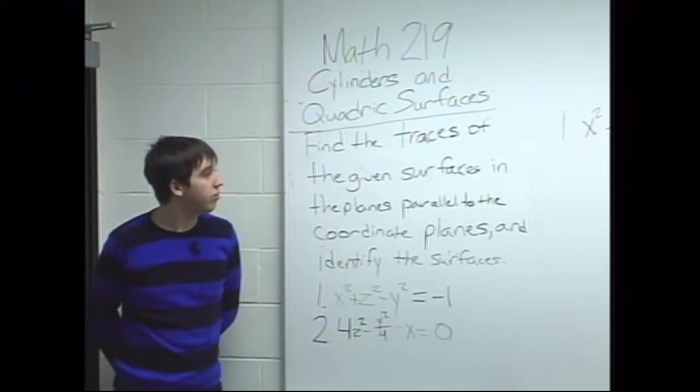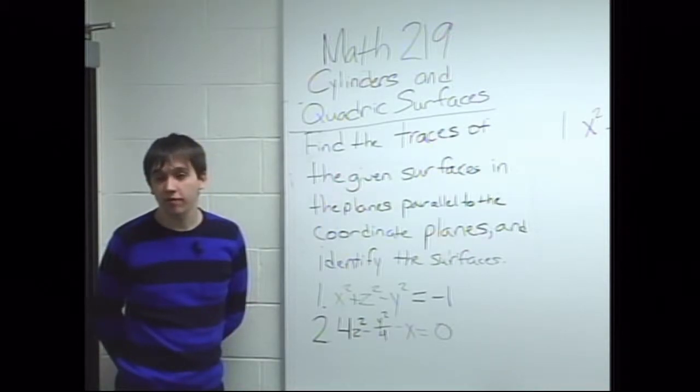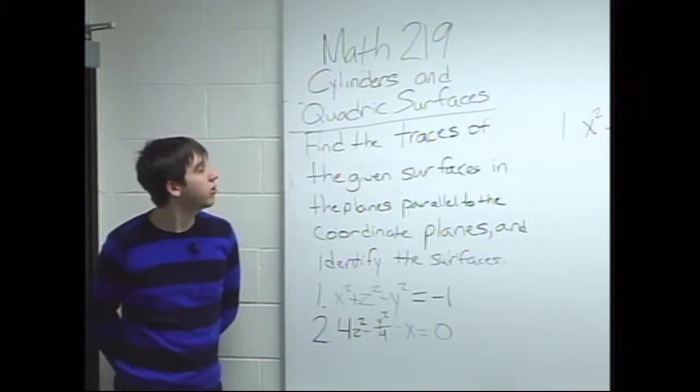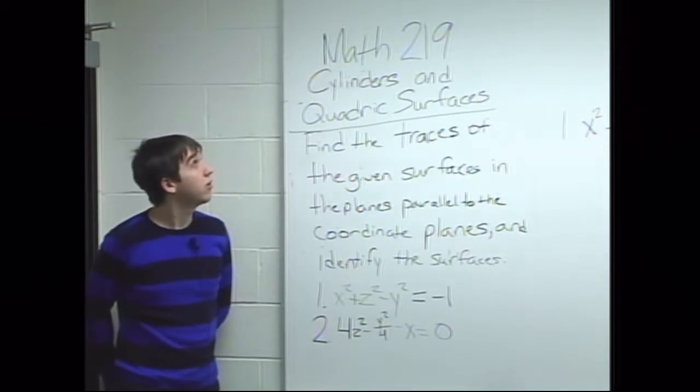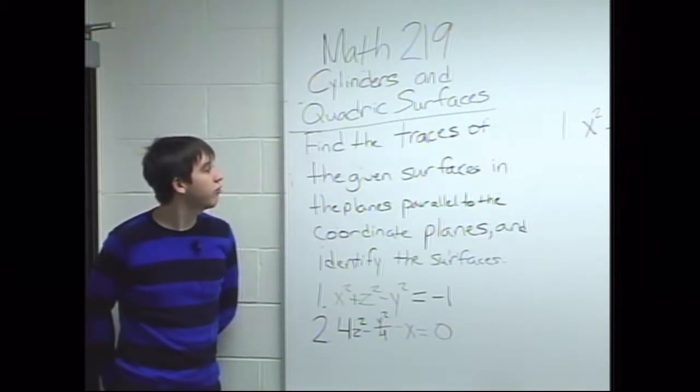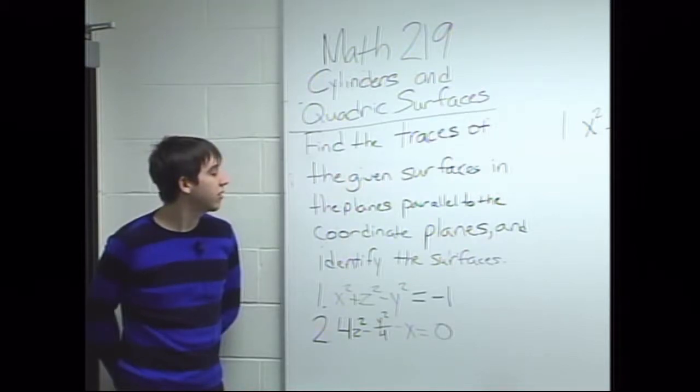So let me just go over it. My name is Evan Waits. This is Math 219, Multivariable Calculus. As always, if you have any problems that you want us to do, feel free to post in the forums, and we can do those problems. So today we are going to be talking about cylinders and quadric surfaces. Our objective is to find the traces of the given surfaces in the planes parallel to the coordinate planes and identify the surfaces of these two equations.